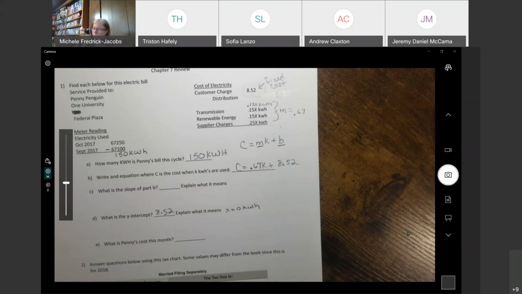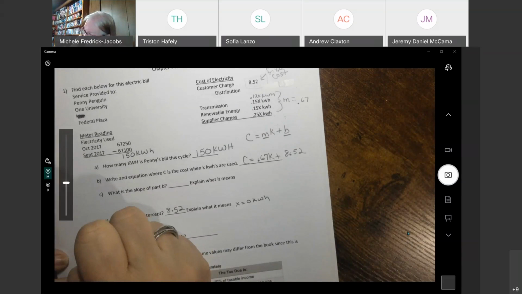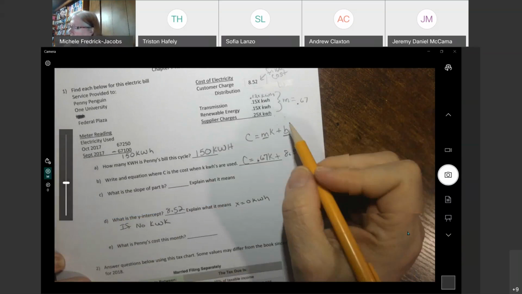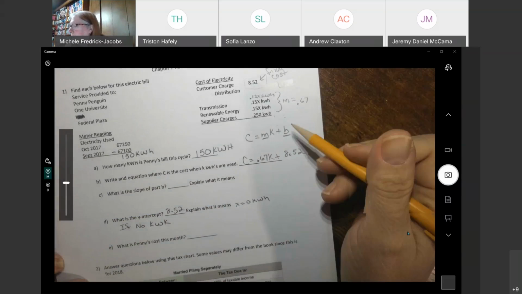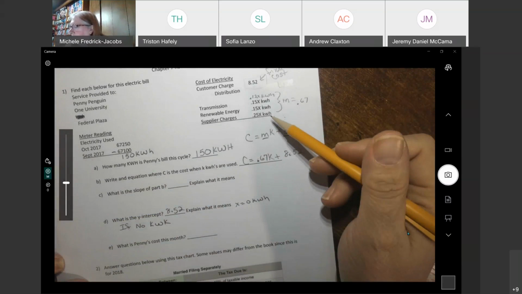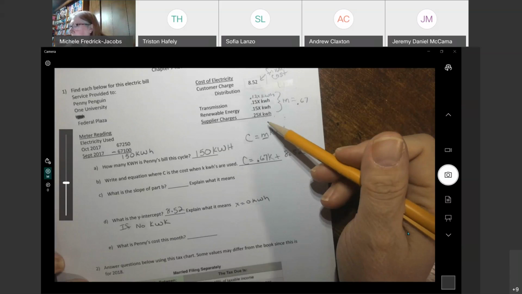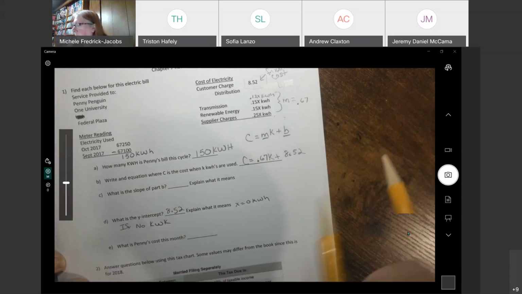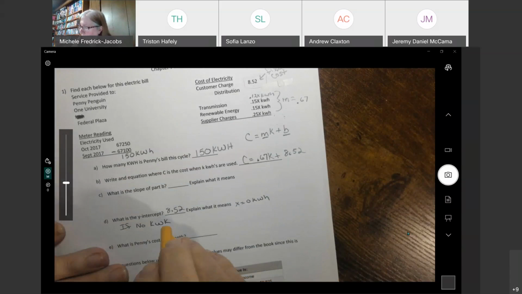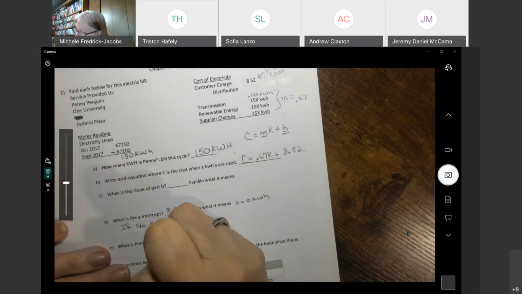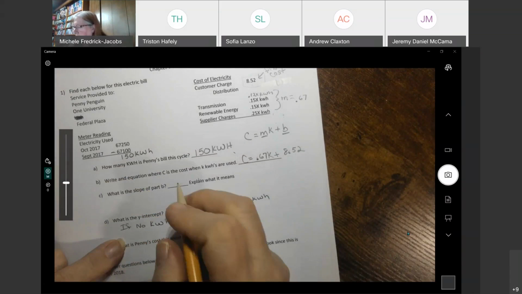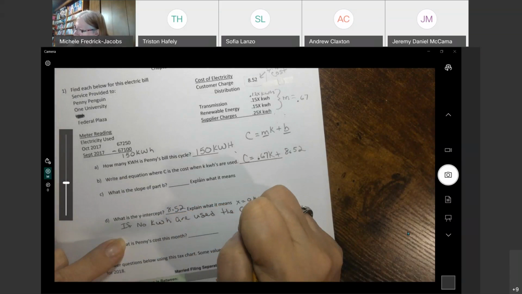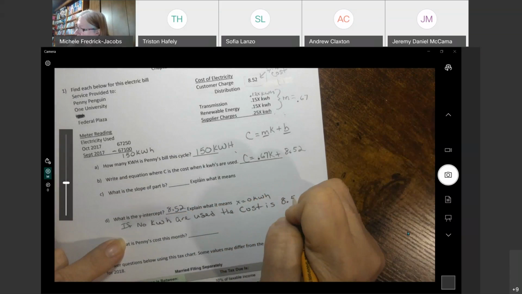All right. So there's the point, seeing that the transmission and renewable energy supplier charges and the 0.12 per kilowatt hour all add up to 0.67, what does the 0.67 do? Okay. Well, let's write this one down first. Kilowatt hours. Since we just explained this one. So if no kilowatt hours are used, the cost is $8.52.